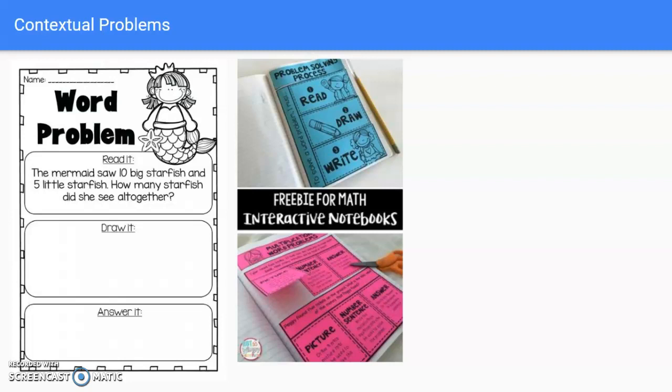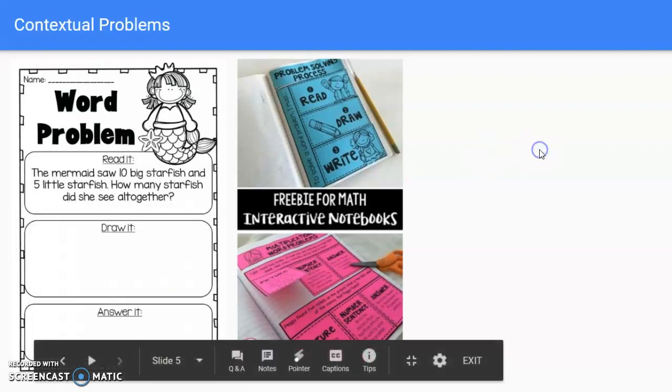And on the other side, we have word problems so that students can read the problem, draw it, and then answer it. That will conclude my week 3 journal.